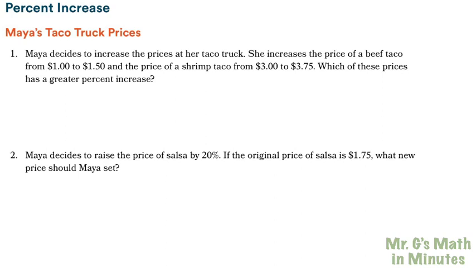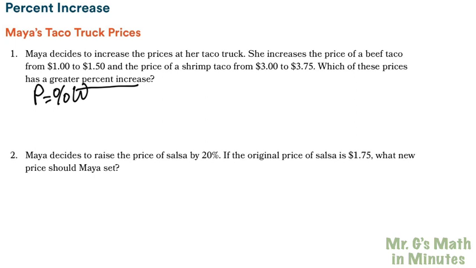Now, obviously, the shrimp tacos have a larger price increase at 75 cents, going up 75 cents, rather than the beef tacos only going up 50 cents. But is the percent increase going to be the same? So we use the same formula that we've been using, same expression we've been using all this module. Part is equal to percent times the whole.